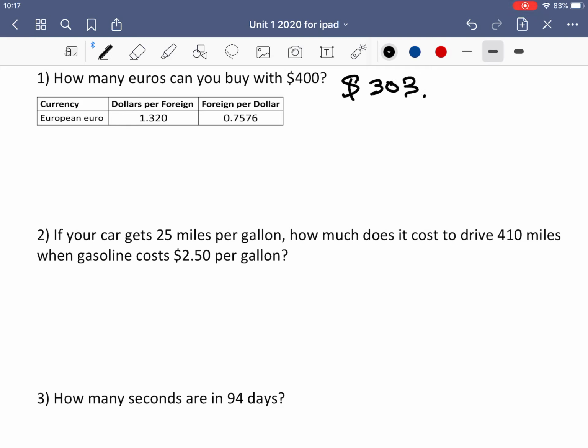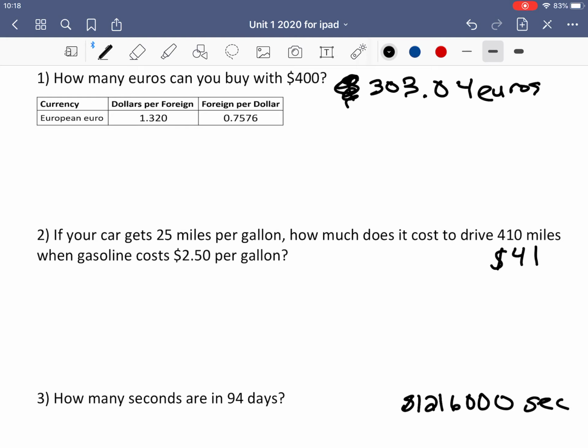This is going to be $303.04. Oh, not dollars. Definitely not dollars. Sorry. How many? That would be euros. There we go. Units are important, right? This is $41. And this is 81216. That's not an 8, sorry. 600 seconds. Okay, so why don't you try those out? And if you miss any of them and you want to look at them, I'll work them at the end of this video. But you are free to head on to your homework. Good luck.